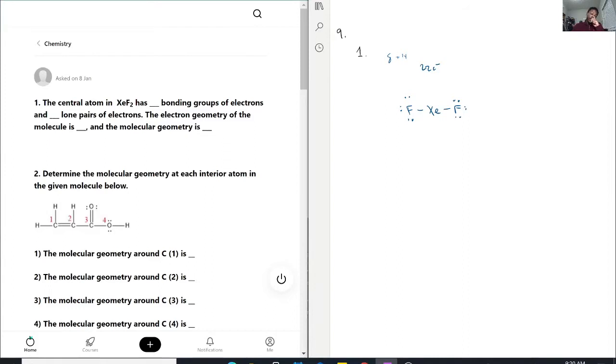Perfect. So right now xenon though is sharing 2 of its 8 electrons. So it still needs 6 more electrons. So it would actually be 1, 2, 3, 4. And the reason why I did it like this is because xenon actually has an expanded octet rule. 5, 6. This would be the Lewis structure for xenon difluoride.